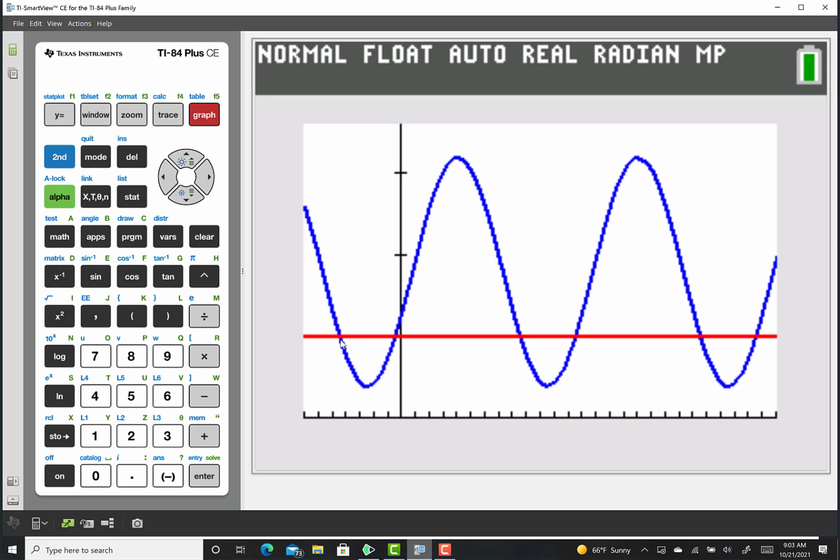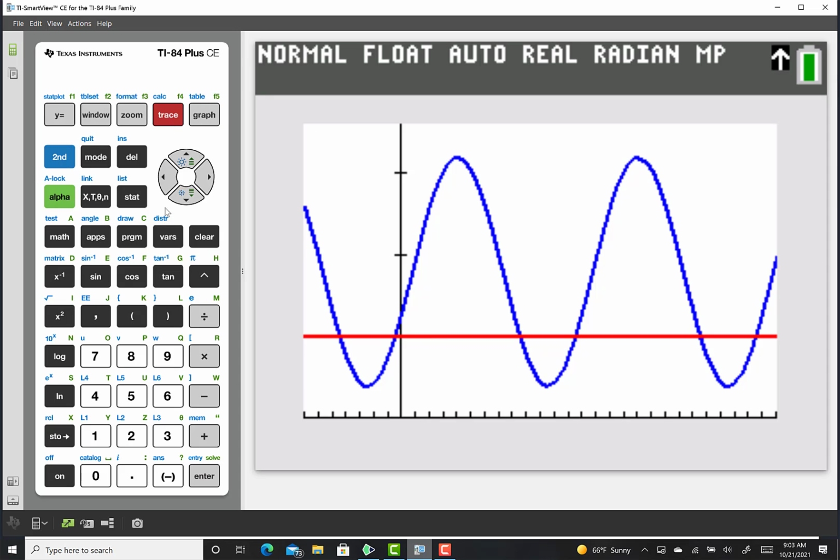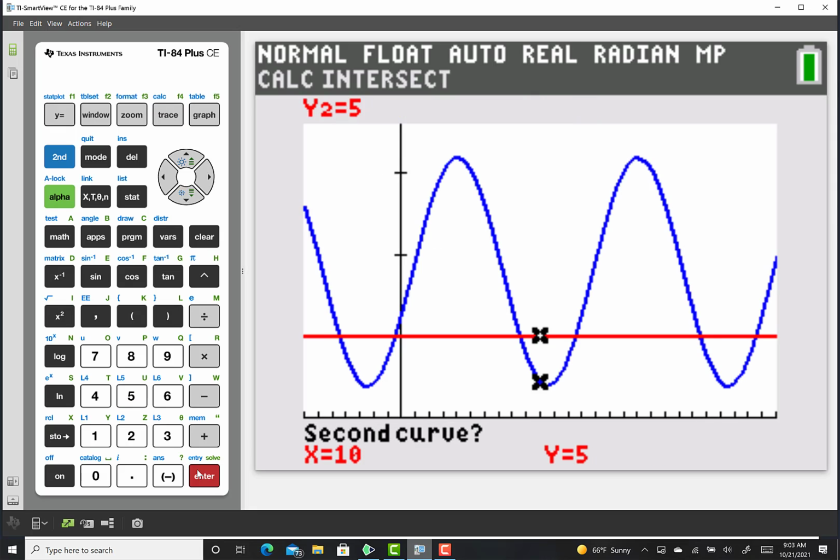I'm going to get all those intersections. 1, 2, 3, 4, 5, 6. There are 6 of them. I'm going to get the first 3. You guys get the last 3. Second, calculate, number 5. Enter, enter. And then scroll all the way. So here's the first one.